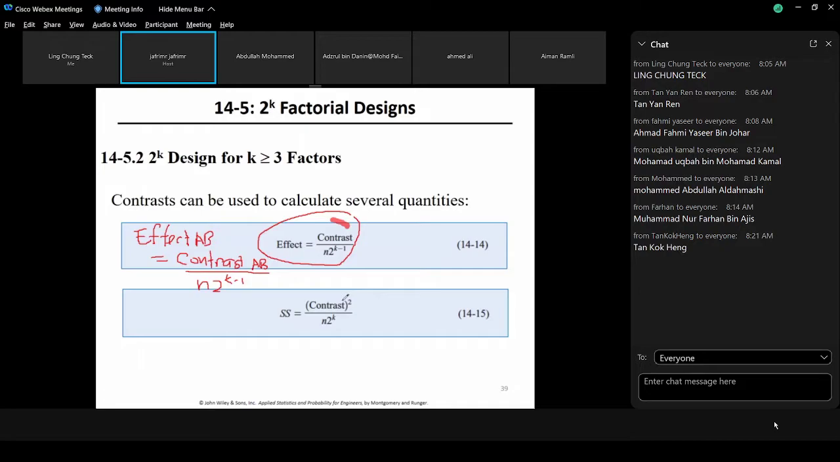Another use is to calculate sum of squares. Remember, in order to analyze a 2 by 2 design, you must use ANOVA, right? So you must be able to calculate the sum of squares. So again, for example, you want to calculate the sum of squares of AB: it is equal to the contrast of AB squared, so you need contrast.